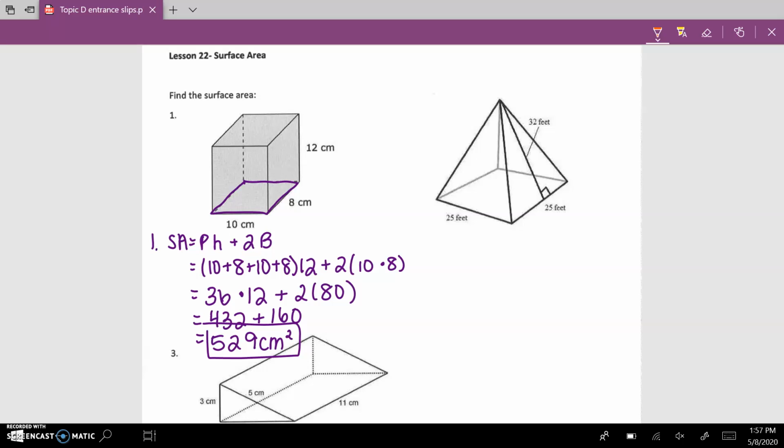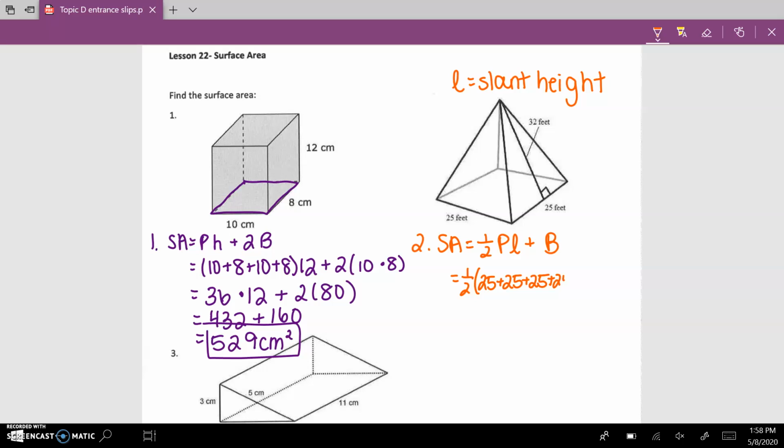Number two, now we have a little bit of a different formula because it's a pyramid. So for number two, we're using the new formula, which is 1/2 the perimeter of the base. I almost forgot that word for a second. Times L, which is the slant height. And then plus just 1b because we only have one base in a pyramid. So here we'd have 1/2. Perimeter of the base would be 25 plus 25 plus 25 plus 25.